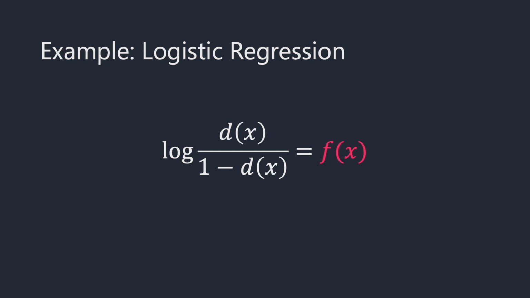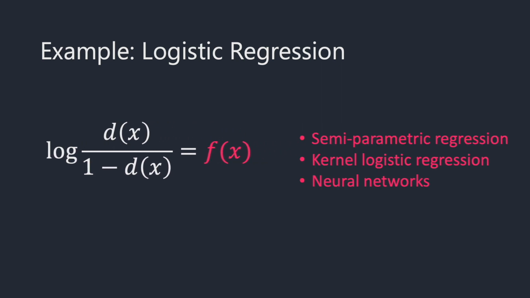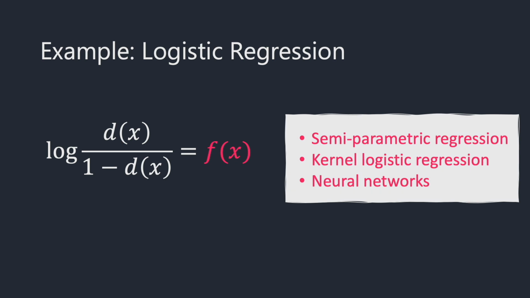Particularly well suited for the task at hand is logistic regression. This is because logistic regression models the log-odds ratio with a function denoted f of x. The odds ratio, d of x divided by 1 minus d of x, is precisely the quantity that we saw earlier in the formula. Logistic regression can come in various forms. For approximating the function f of x, we can use classical logistic regression, semi-parametric versions, kernel logistic regression, or even neural networks.